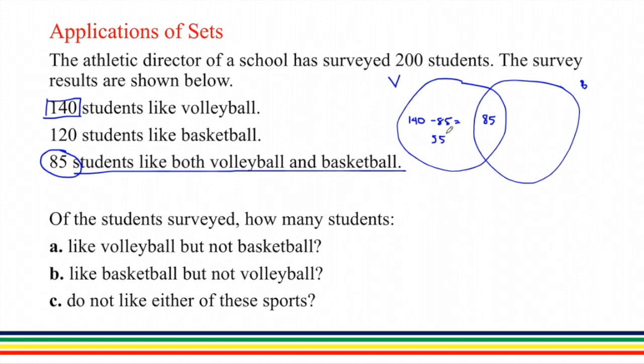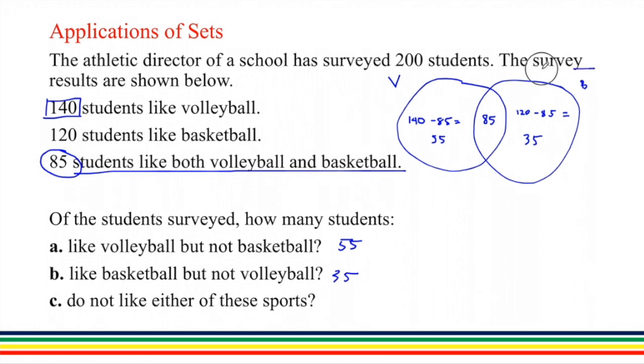And same goes with the basketball. So 120 minus 85, and that is equivalent to 35. Right there. Okay, so the question: of the students surveyed, how many students like volleyball but not basketball? So from the Venn diagram, the students who only like volleyball but not basketball is 55. For B, like basketball but not volleyball, we have 35. And do not like either of these sports.